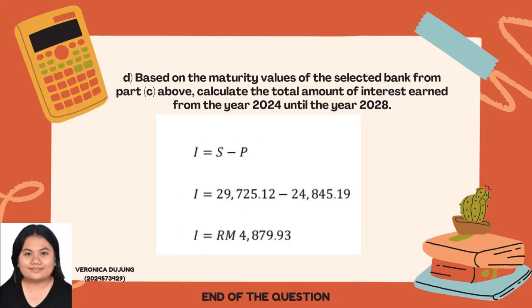D. Based on the maturity values of the selected bank from Part C above, calculate the total amount of interest earned from the year 2024 until the year 2028. I equal to S minus P, I equal to 29,725 ringgit 12 cent minus 24,845 ringgit 19 cent. I equal to RM 4,879 ringgit 93 cent.